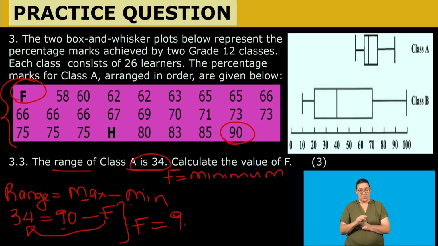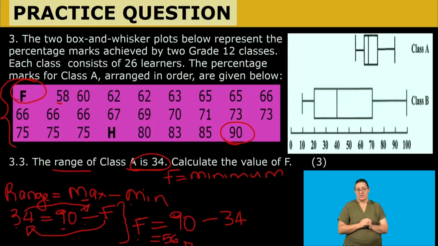F equals to 90. So when you take 34, you bring 34 this side so that you can be left with F only. The 34 is positive. When you bring it this side, it becomes what? It becomes negative 34. So you've got 90 minus 34. Press on your calculators there. 90 minus 30 is 60. 60 minus 4, the answer is 56. Meaning that the value of F is equals to 56.